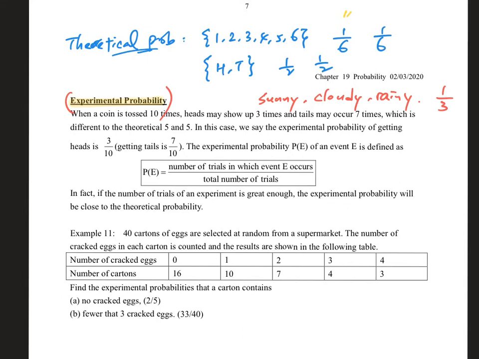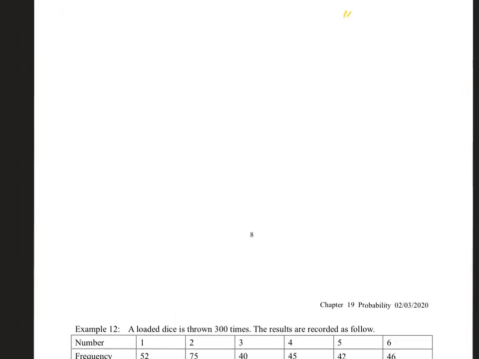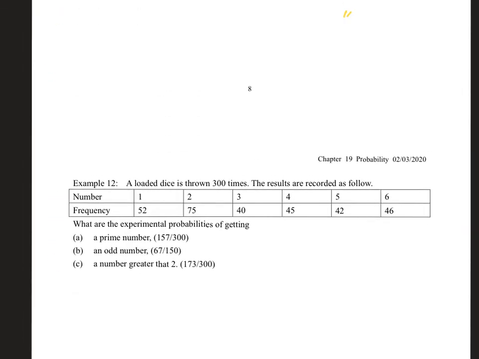Normally in experimental probability, there should be some keywords or hints for us to consider. For example, the question will very likely mention experimental probability clearly, and there may be a table given to you. Let's quickly jump to the next example. Can you see that there's a table, and the question indicates experimental probability very clearly?